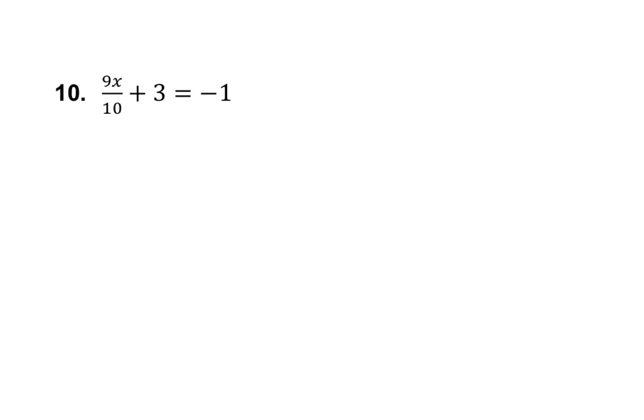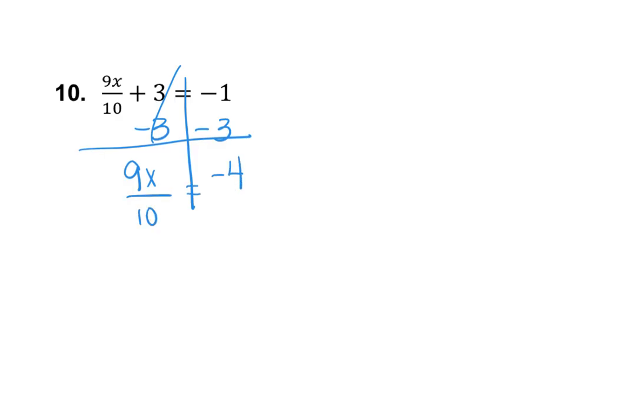All right, question number 10, you have 9x all over 10 plus 3 is equal to -1. Boy, there's a couple of different ways you could do this one. First of all, let's start by isolating the variable by undoing that 3. So I'm going to minus this 3 on both sides. Let's see, 9x all over 10 is equal to -4.